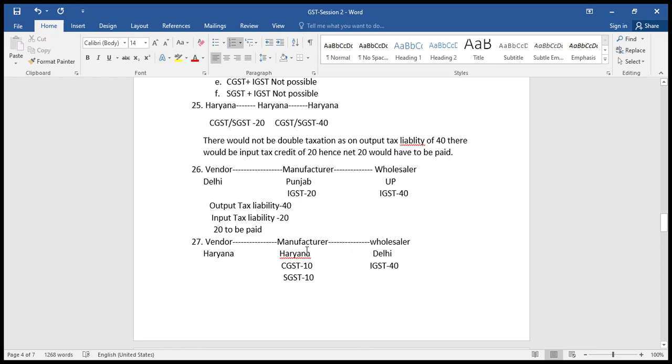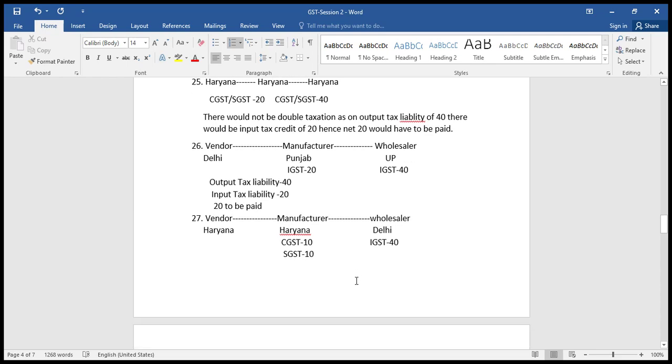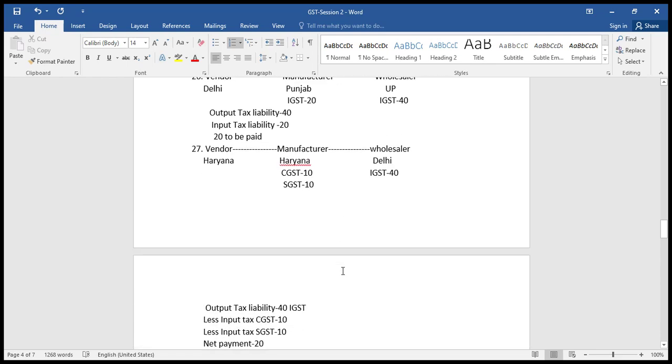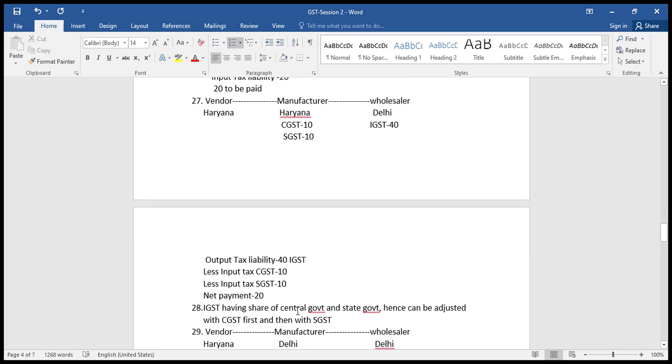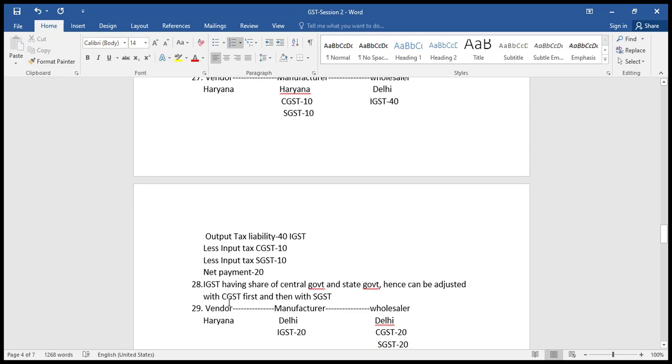Vendor manufacturer Haryana, wholesaler Delhi. IGST would be 40 less CGST 10, less input tax on SGST 10, net payment 20. IGST having share of central government and state government, hence can be adjusted with CGST first and then with SGST.